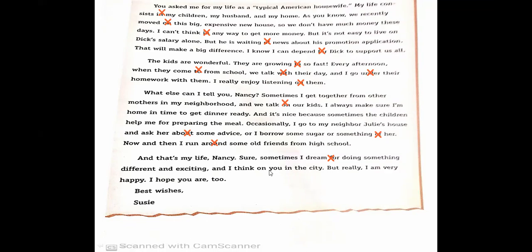Idris, the next one. Sir? Different and exciting, and I think on you in the city about really. I said think on. Is it correct? Idris? Yes, Mr. Think on. Is it correct? Think. No. It will be what?